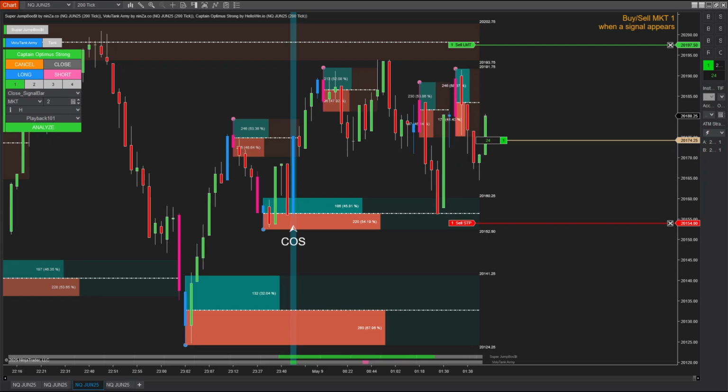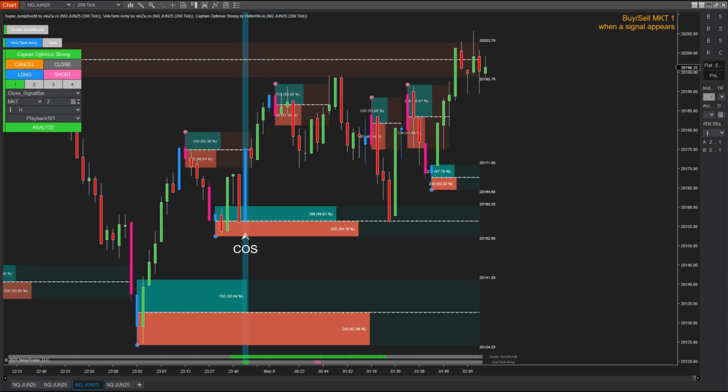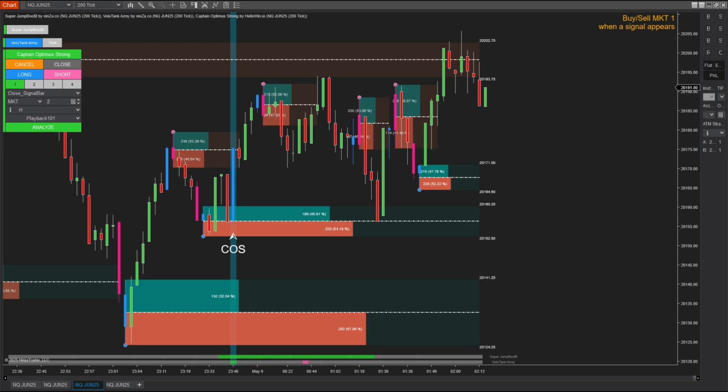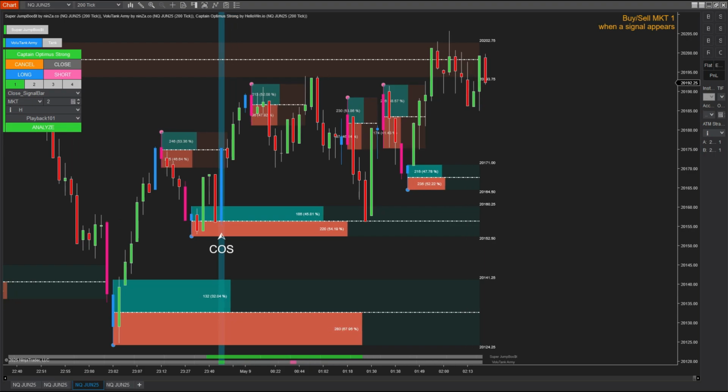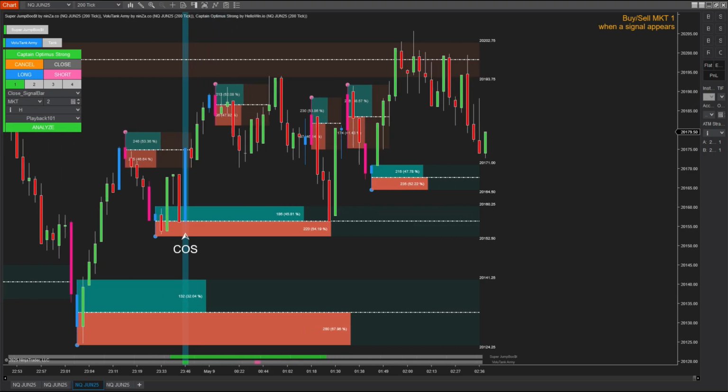This approach ensures your trades are aligned with actual market structure rather than arbitrary numbers, resulting in higher accuracy and tighter risk control.